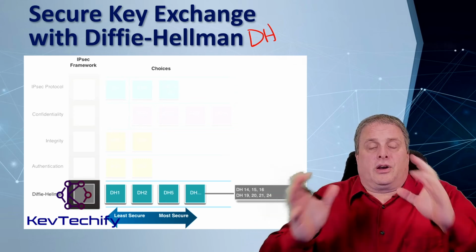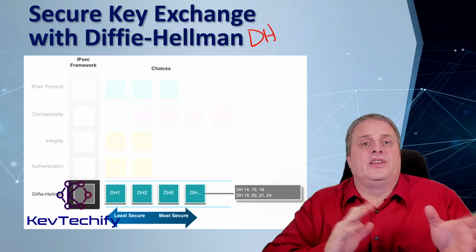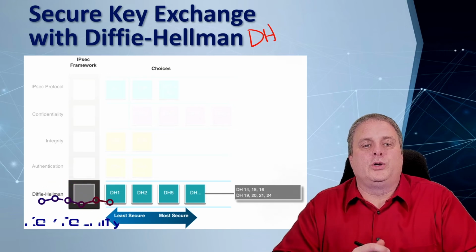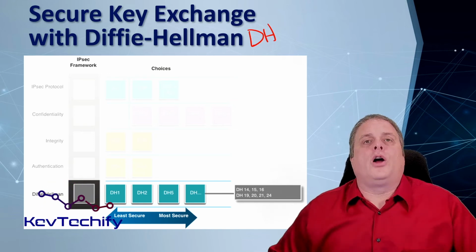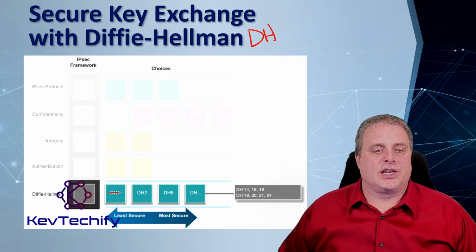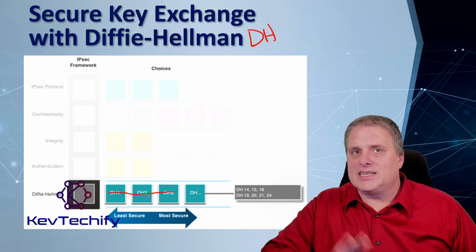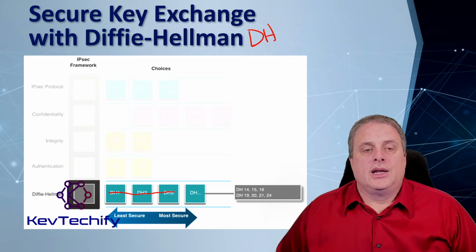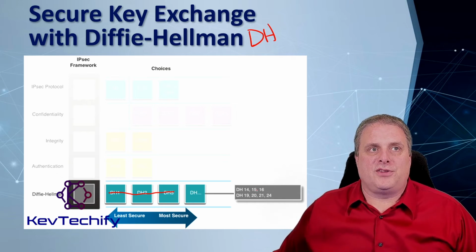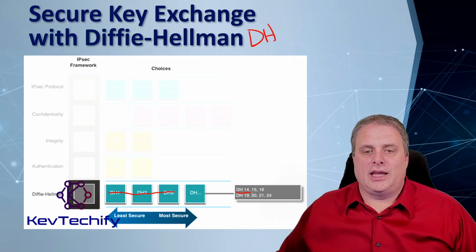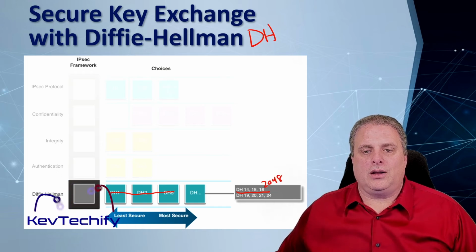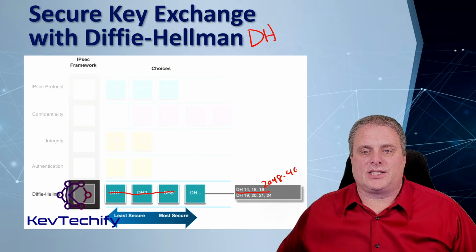Now, there are some things to note about the different groups. Diffie-Hellman groups 1, 2, and 5 should no longer be used. These are considered insecure, so don't use them. Easily compromised in today's world. Diffie-Hellman groups 14, 15, and 16 use a larger key, from 2048 all the way up to 4096. Very long keys to encrypt their data.